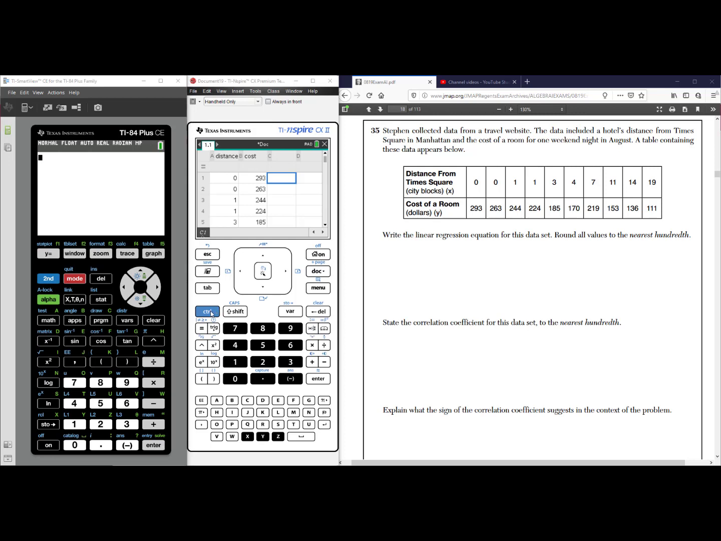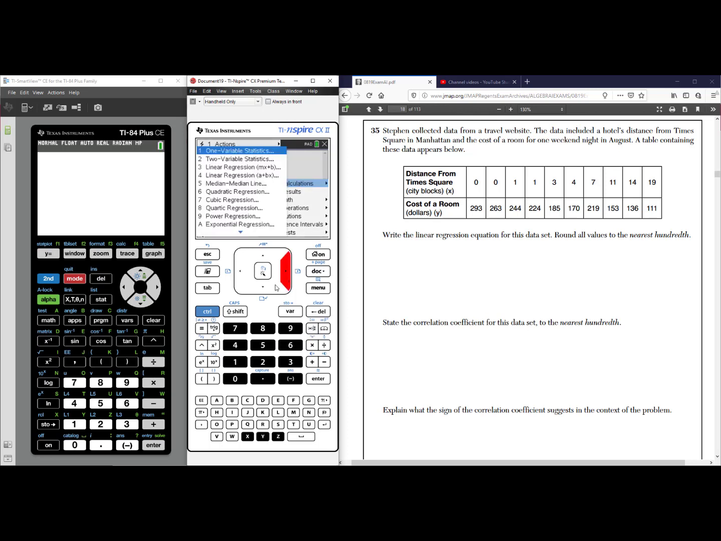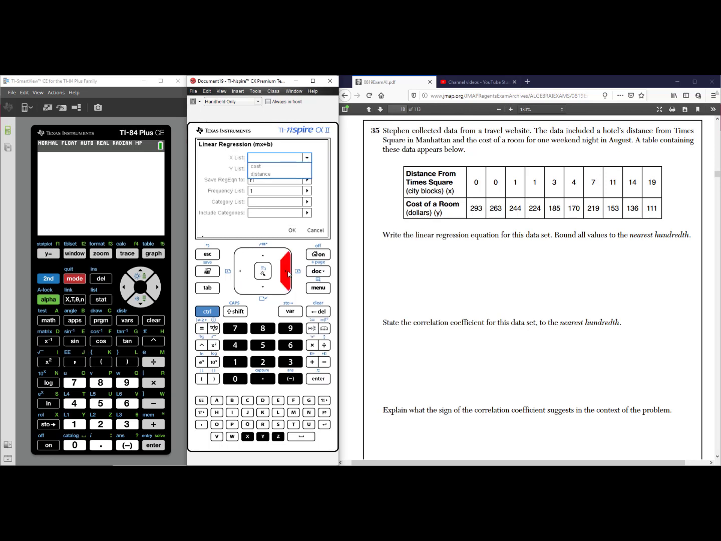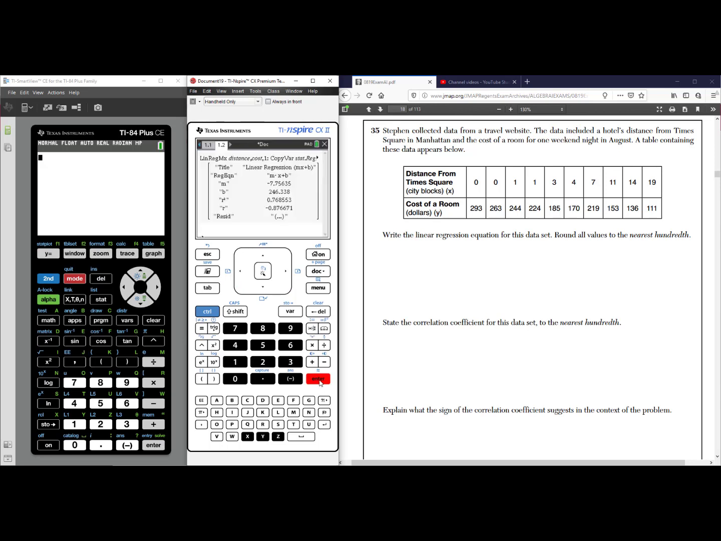For the TI-Nspire, I recommend to add a calculator page, press menu, choose number 6, statistics, number 1, stat calculation, linear regression mx plus b, right arrow, engage the drop down. The X list is the distance, tab, engage the drop down. The Y list is cost. F1 is where we will save our regression equation. When I press enter, I will get all of my statistical details.